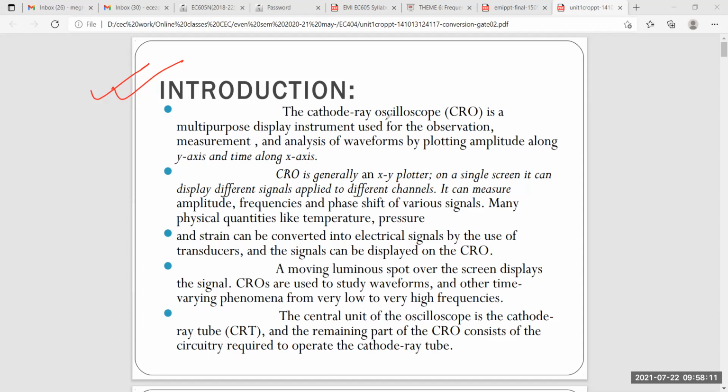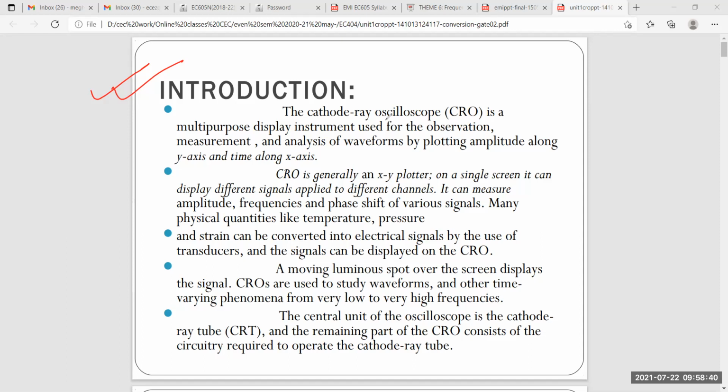And we used to paste it in our copy, saying that in this experiment we got this kind of waveform through CRO. So CRO is definitely a very useful multi-purpose display instrument, and also a versatile laboratory instrument that you all know. So what are its functions? First of all, display. Second is measurement. Third is analysis of waveforms and various other phenomena in electrical and electronic circuits.